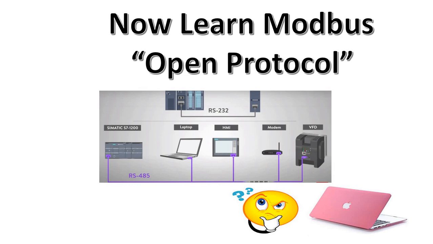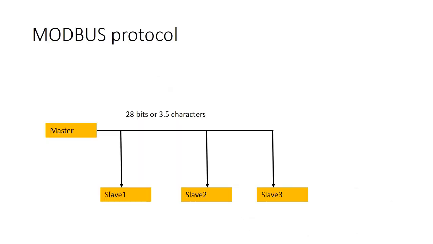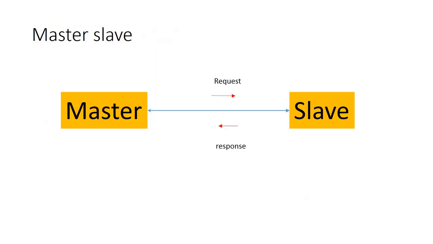Now we will learn a little more in depth, other than the simple ASCII mode of operation. Now we are going into the real Modbus. See, Modbus is an open protocol where you can connect a large number of devices in multi-drop. And here the difference is, it is not start bit and stop bit. The protocol is a little bigger. So 28 bits, that means 3.5 characters, are required for one relay to be put on. Now this is how it looks like.